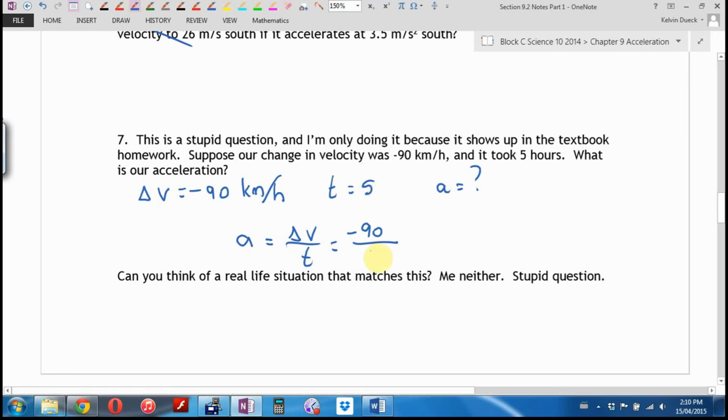I'm going to get whatever the heck negative 90 divided by 5 is. Negative 18. This one is going to be kilometers per hour squared. Here's my problem. I have a tough time imagining anybody over a 5-hour period slowing down, having a change in velocity of 90 and wanting to know their acceleration. That's like saying every hour they slowed down by 18 kilometers per hour. I can't think of a situation like this. This is a stupid question. I mean, the math works. The physics doesn't.